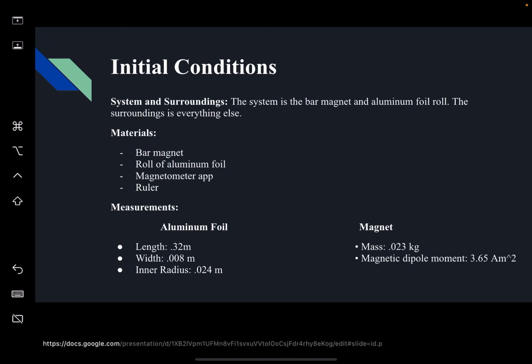Okay. Initial conditions. Systems and surroundings. The system is the bar magnet and aluminum foil roll. The surroundings is everything else.